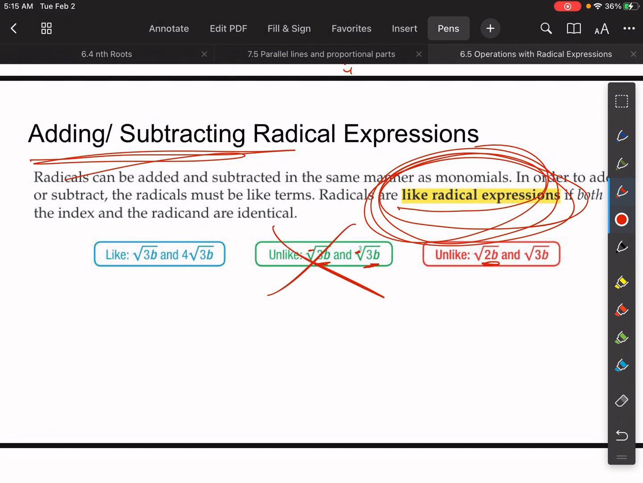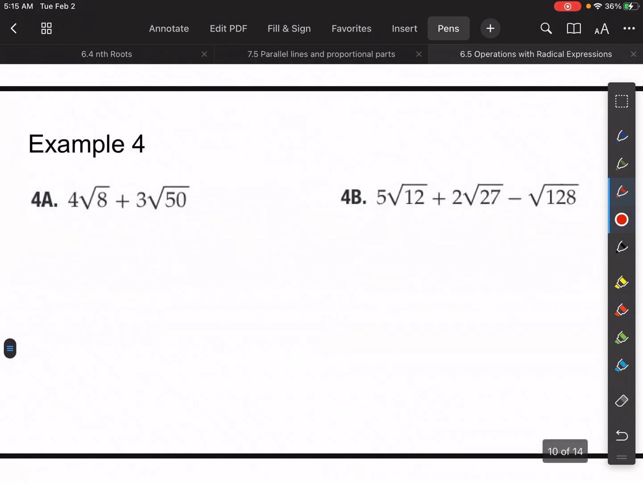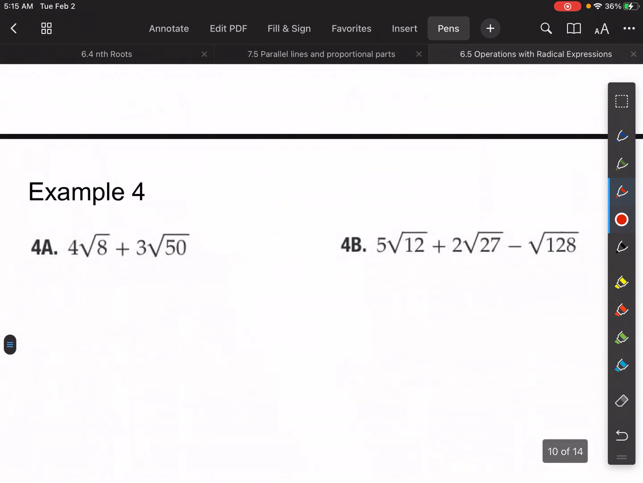And then here we have a 2b on the inside and a 3b on the inside. It has to be the same thing on the inside. The radicand has to be the exact same, so these are unlike as well. All right, so let's look at some of these now. This is clearly unlike terms, right? But you need to simplify first and see if there's anything that is like afterward. So let's pull out any perfect squares that might be in here.